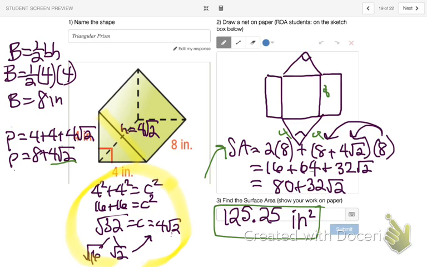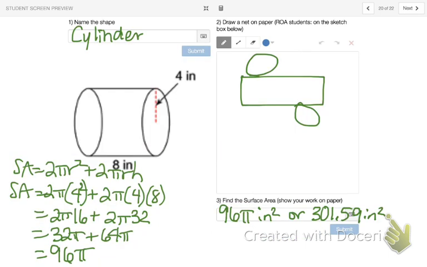Let's try the next one. Okay, this shape was a cylinder. Here is the formula I used. You guys will notice that I left it in terms of pi until the very end. That makes my answer more exact. So not obviously perfect, but it's the closest approximation of my 301.59 inches squared, or 96 pi. I will accept either way. I did not specify which way I wanted you guys to do. So there you go. One more shape.